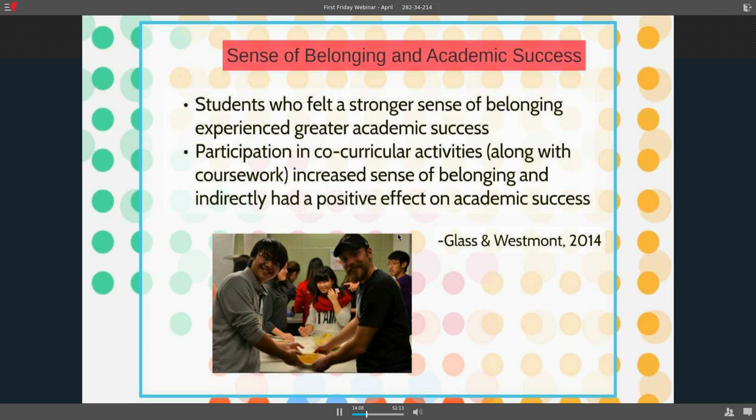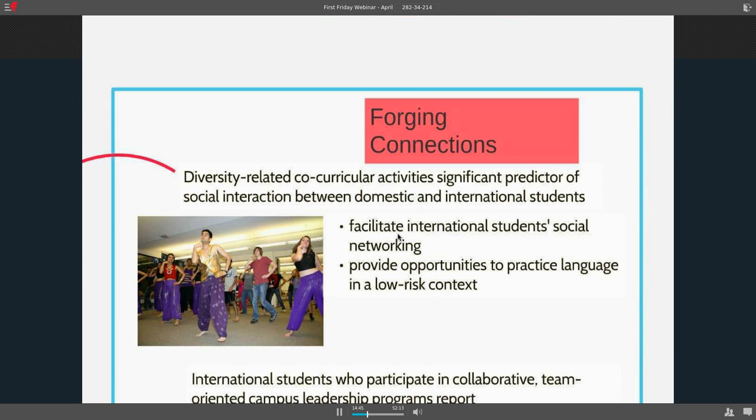And what is even greater, since what we do in student affairs and in housing, students who are able to express they have a stronger sense of belonging also then experience greater academic success. So what we do in the residence halls by building community and getting students to feel a sense of belonging impacts their academic success. So yay for us. In addition, participation in co-curricular activities along with, of course, their coursework increased the sense of belonging and indirectly had a positive effect on academic success. So we're doing good things to make sure that our international students are being successful academically.